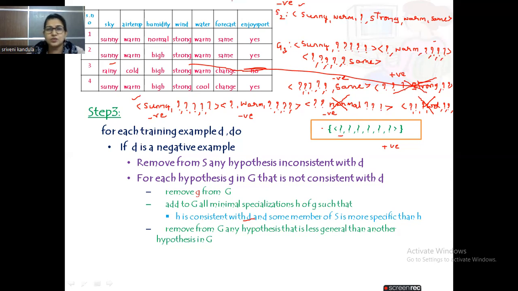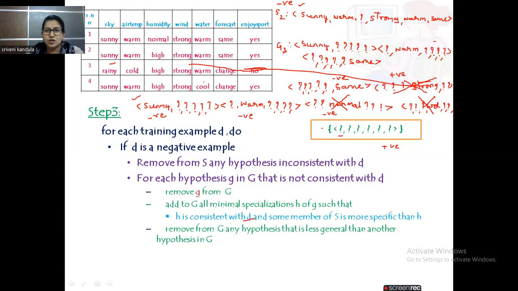So now moving to the next example. The next example is a positive example. So I should work with the specific boundary. So in the specific boundary, what should I do? The first value, sunny and sunny, matching; warm and warm, matching; question mark and high, matching; strong and strong, matching.